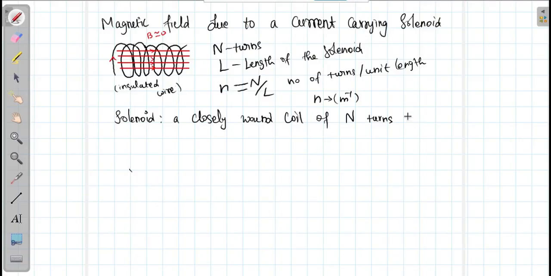So the magnetic field value is B equal to mu naught n i. That's all. The magnetic field due to a solenoid is mu naught n i. This is what we are going to calculate. We will see one by one how to measure the value.